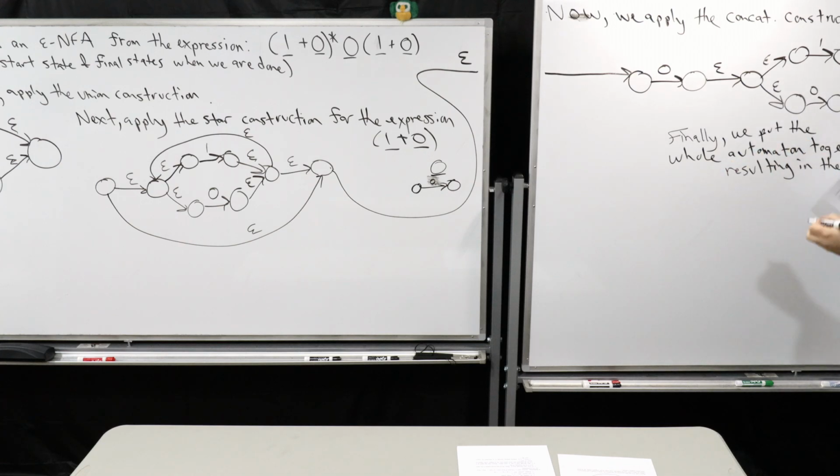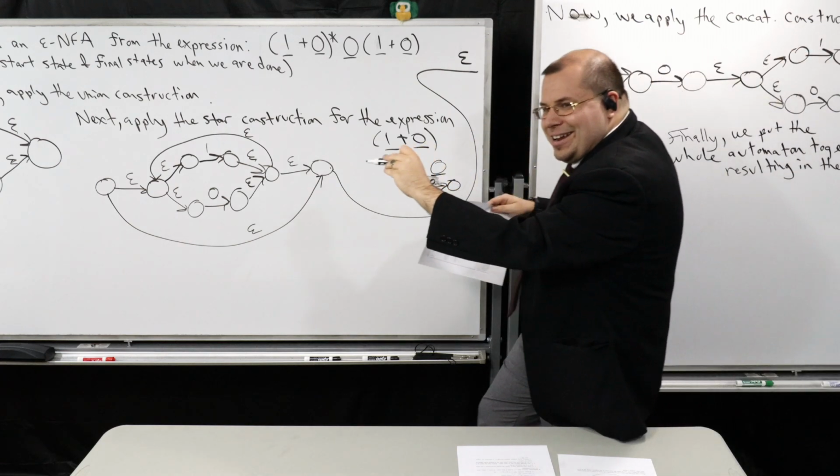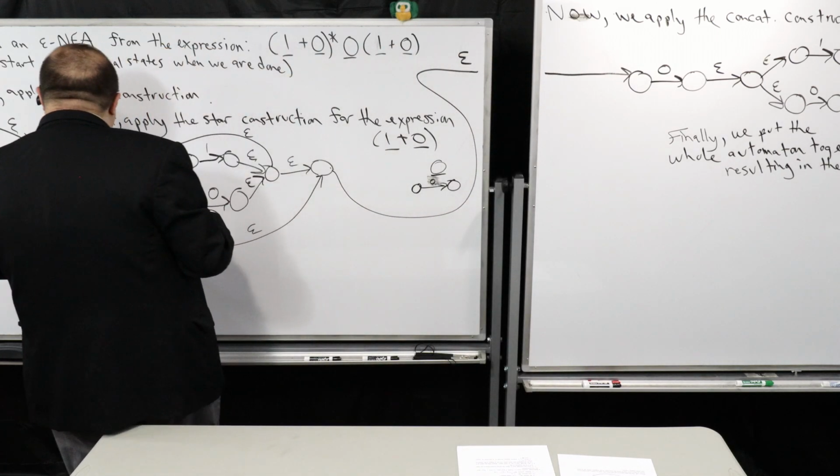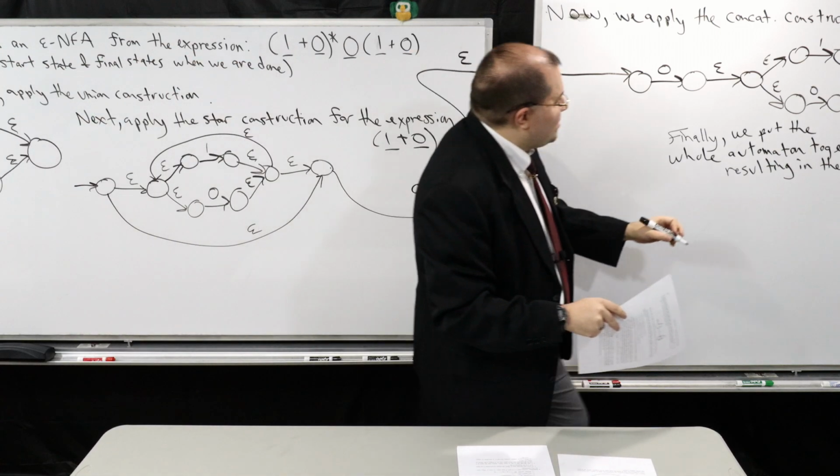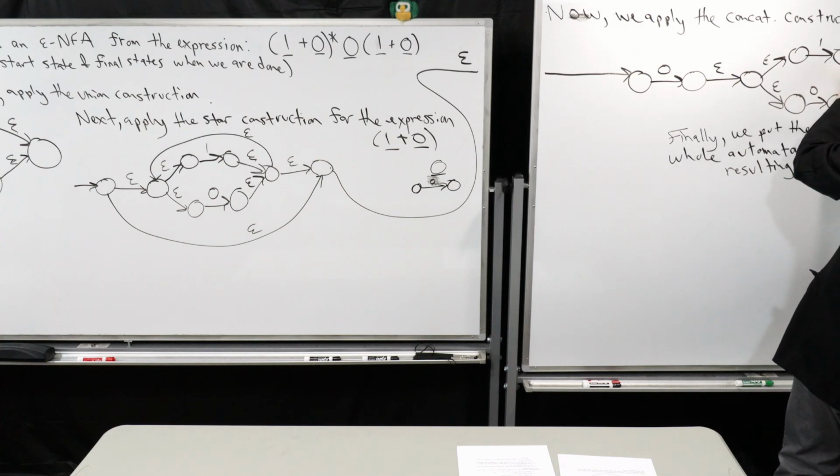So now I have to label the start state. The start state was way over here. I'm just adding an arrow off the start state of 1, 0 star. And the final state would be way over here. This is the new final state.